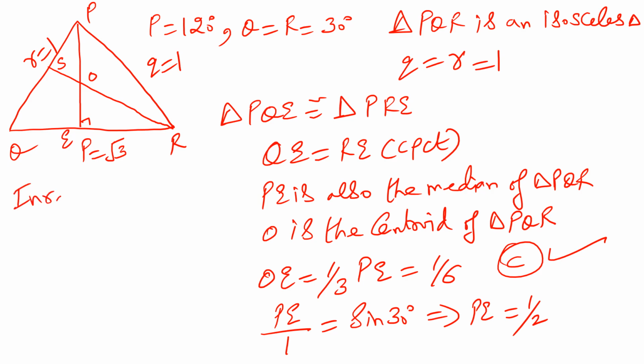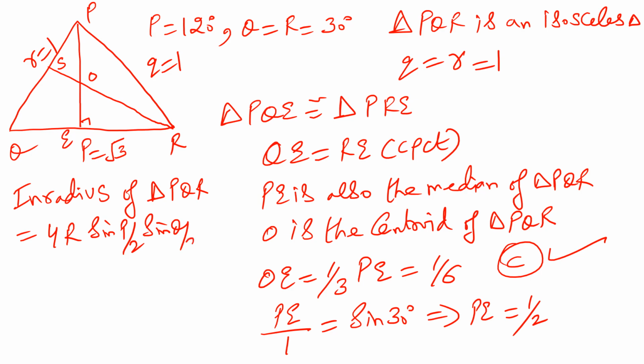Now students, we find the value of the inradius of triangle PQR. To find the value of inradius, you can use either of the two formulae. One is, it is equal to area of the triangle PQR divided by its semi-perimeter. This is one formula. And second is, you can use this one, which is 4 into R into sine P by 2 into sine Q by 2 into sine R by 2. I am using the second one because I know all the angles and also the circumradius of the triangle.